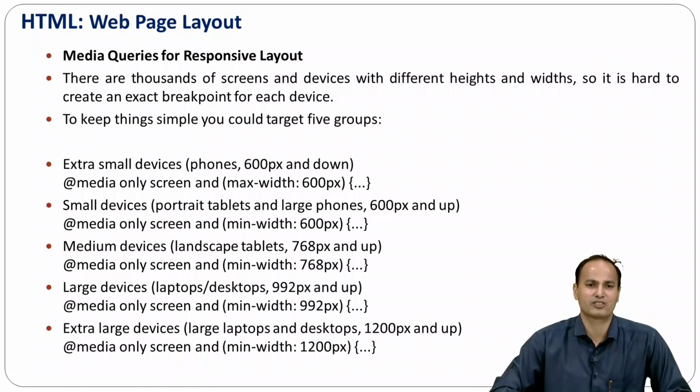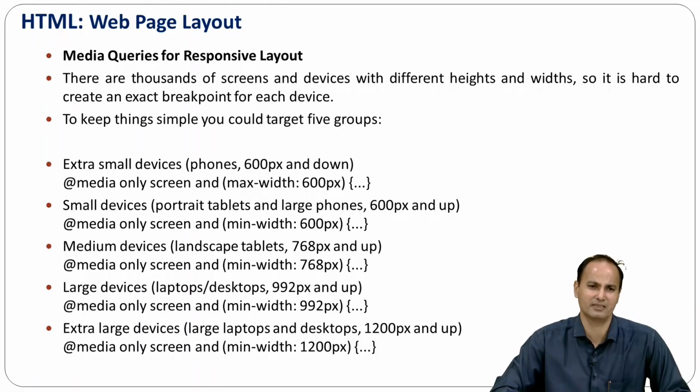For extra small devices, that is phones 600 pixels and down, you can specify the property like this: @media only screen and max-width 600 pixels. In the same way, for small devices, that is portrait tablets and large phones, 600 pixels and up, you can specify the property like @media only screen and min-width 600 pixels.